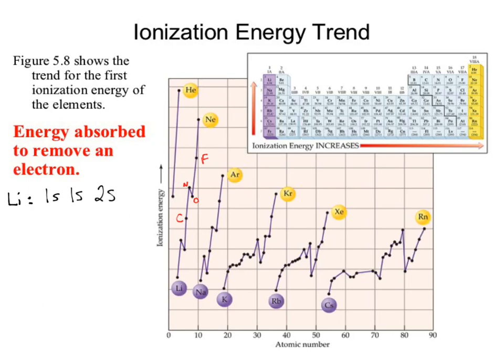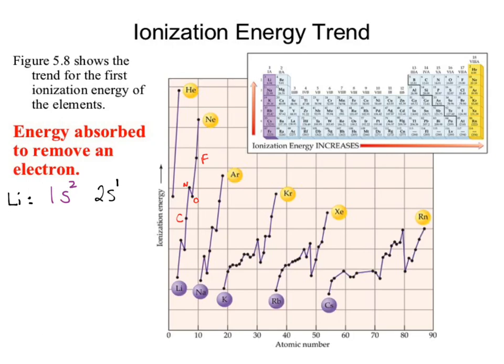Okay. That is a pretty extended configuration. I can condense the 1s's to become 1s2. Okay. And we have 2s1. Look at the superscripts. It's 2 and 1. What's 2 plus 1? 3. How many electrons for lithium? 3. Our electron configuration, if you add up those superscripts, will tell you the number of electrons for that atom.